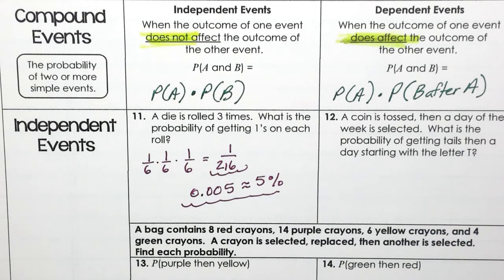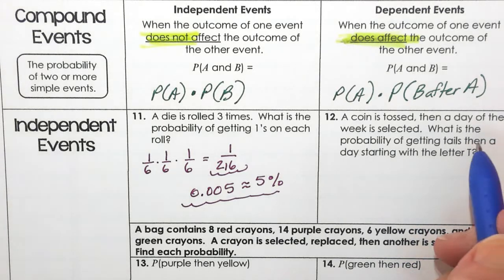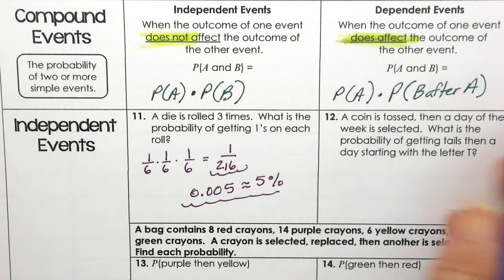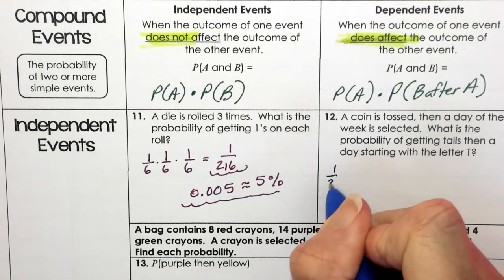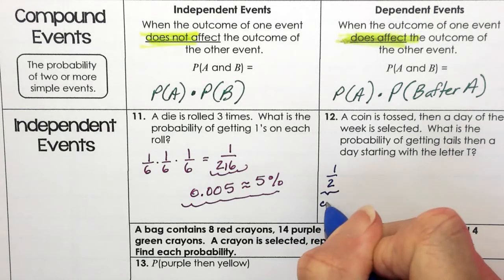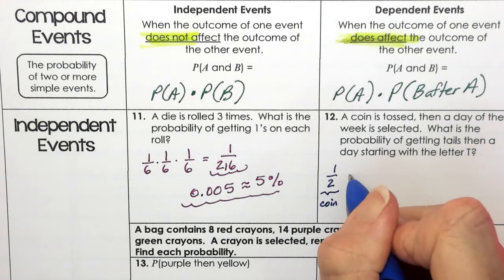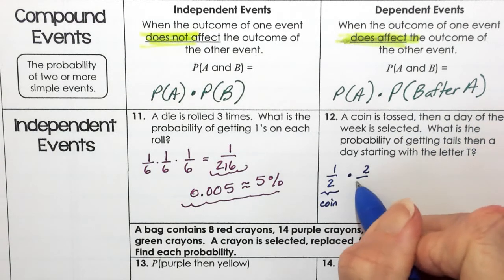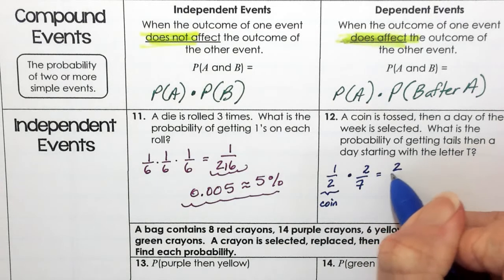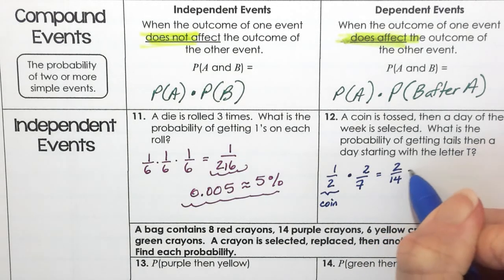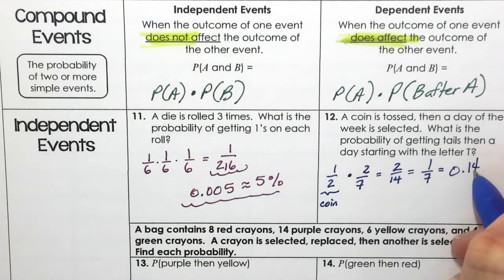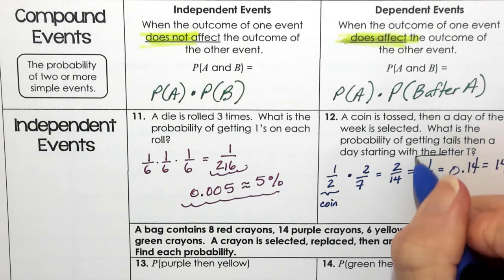The next example is a coin being tossed, then a day of the week is selected. What is the probability of getting tails, then a day starting with the letter T? So you have a 1 in 2 chance of getting tails. We'll call that our coin probability. And we'll multiply that times our probability of getting a day of the week that starts with T. There are 2 of the 7. So we get a 2 over 14, which reduces to a 1 in 7 chance. As a decimal, that's 0.14. And as a percentage, that's a 14% chance.